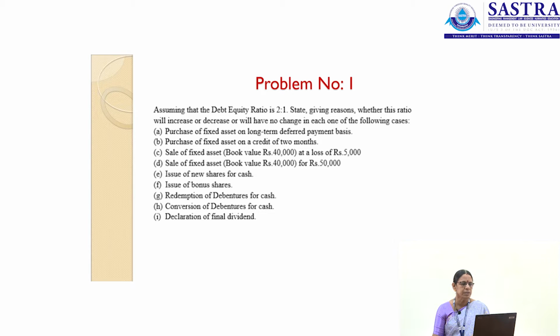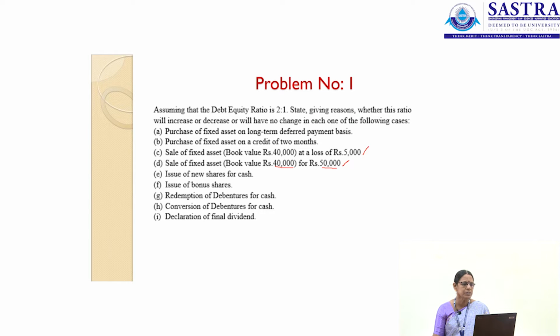Sale of fixed asset, book value of rupees 40,000 at a loss of 5,000. We are selling a fixed asset of book value 40,000 at a loss of 5,000. So, the sale value is 35,000. The book value is 40,000, and we result at a loss of 5,000. Next transaction is sale of fixed asset, book value is 40,000 and it is sold for 50,000. Now, the book value is 40,000 and the sale value is 50,000. So, we result in a profit of 10,000 rupees.